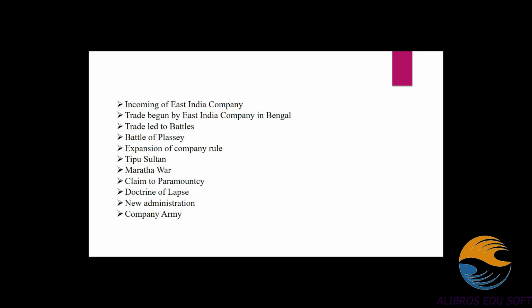So students, in this chapter, we have discussed how the East India Company came to the East, how the East India Company began trade in Bengal, how trade led to battles and the Battle of Plassey, and how Company rule expanded in different regions of our country. We also discussed Tipu Sultan, who is also known as the Tiger of Mysore. Next we discussed the wars with the Marathas. Next the claim of paramountcy. We have also discussed the Doctrine of Lapse, setting up of the new administration and the Company army.